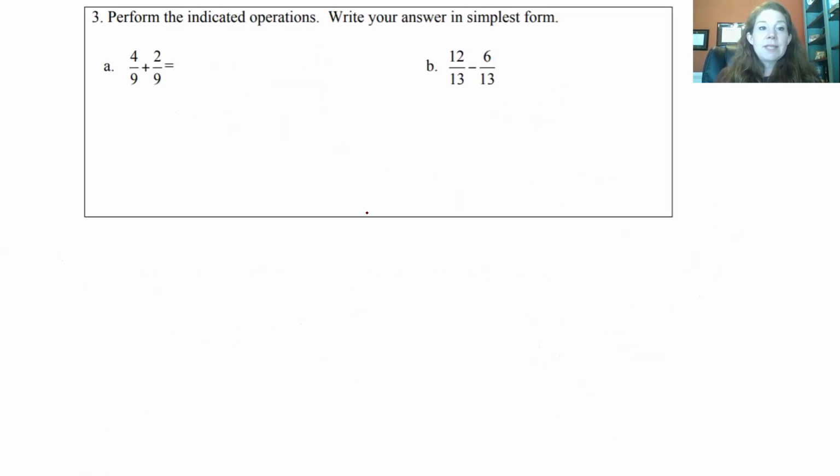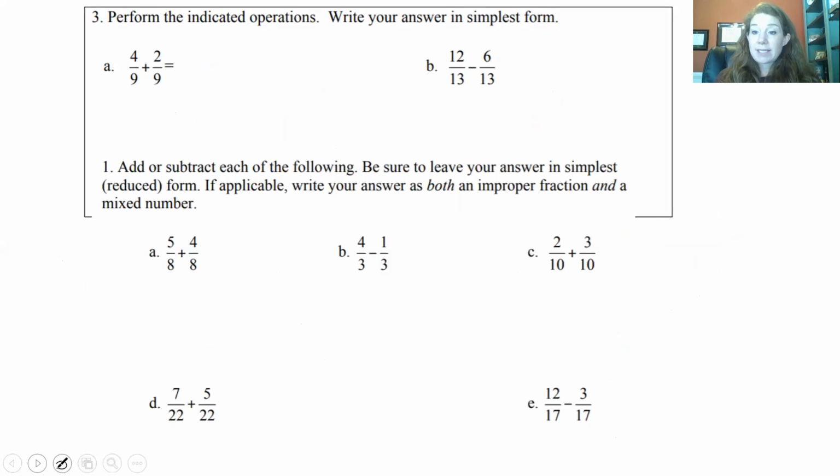Number 3, perform the indicated operations, write your answer in simplest form. Right after number 3, I gave you more practice problems. I would like for you guys to pause the video, work these out on your own, and then jump back in the video to check your answers.